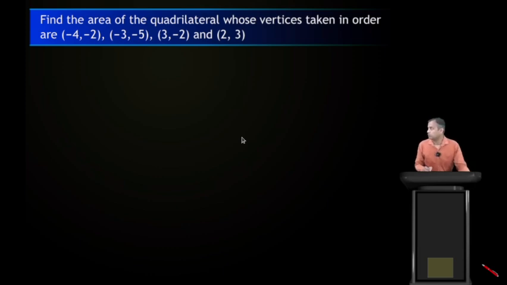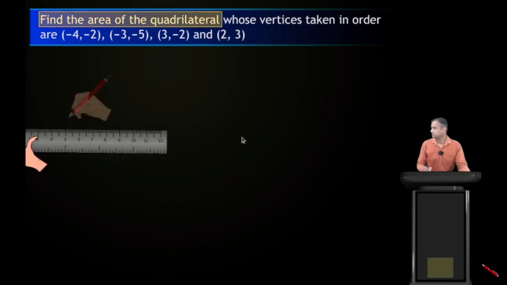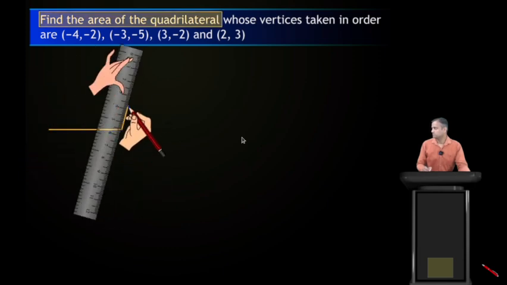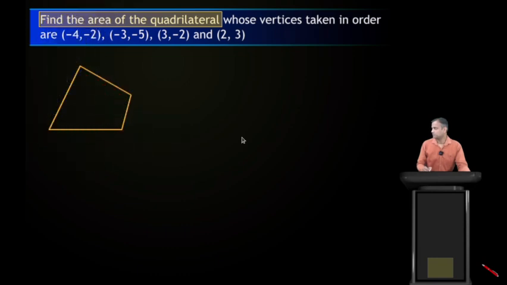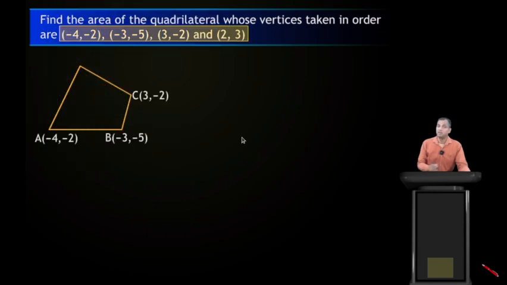Now find the area of a quadrilateral whose vertices taken in order are these. So this is our quadrilateral whose vertices are given. Now, how will you find the area of a quadrilateral? Do you know the formula to find the area of a quadrilateral? No, because we know how to find the area of a triangle, but how can we find the area of this quadrilateral? Do you have any answer?